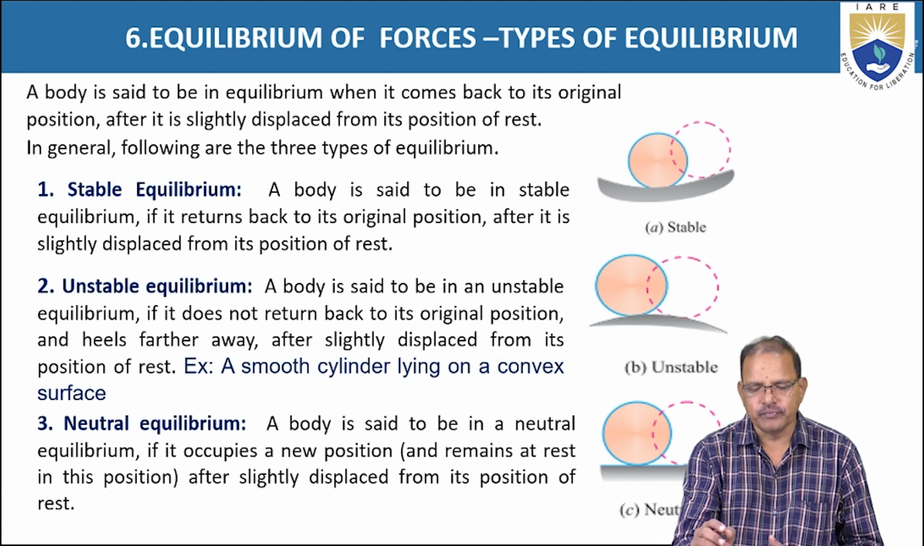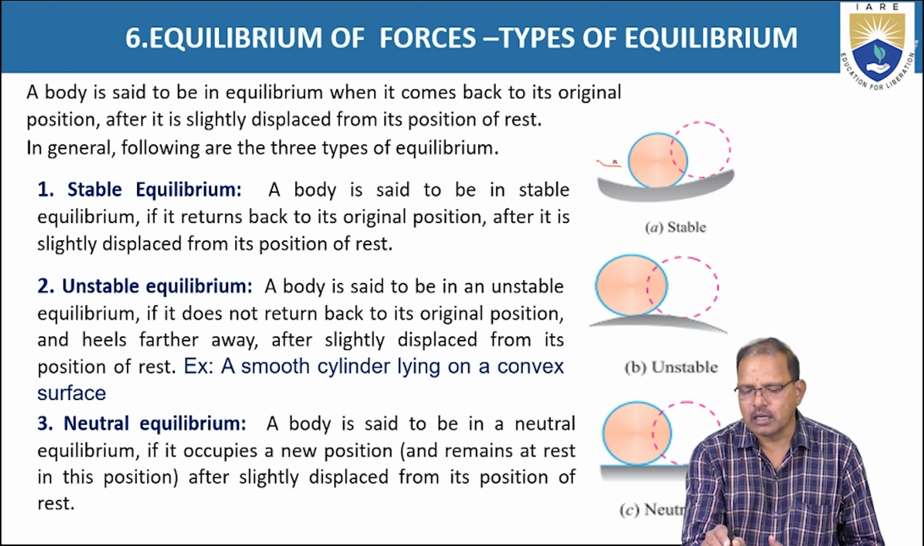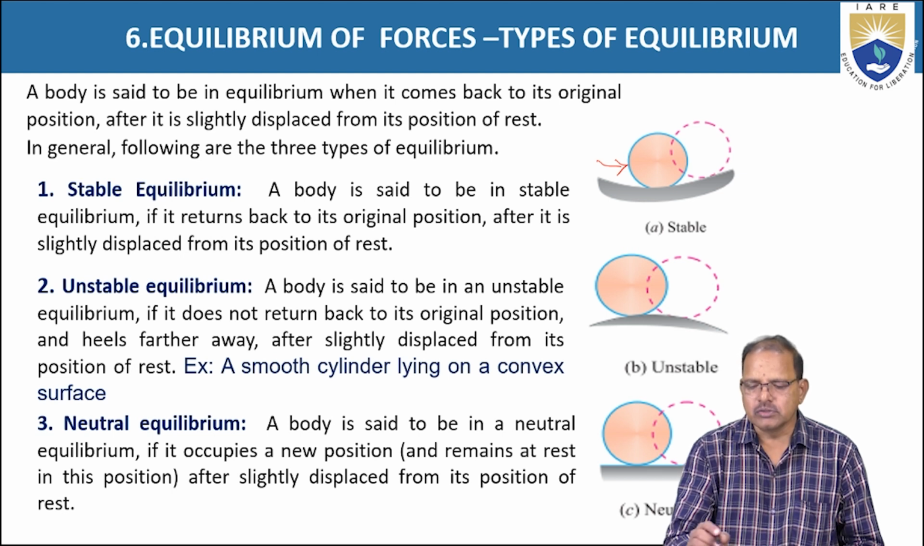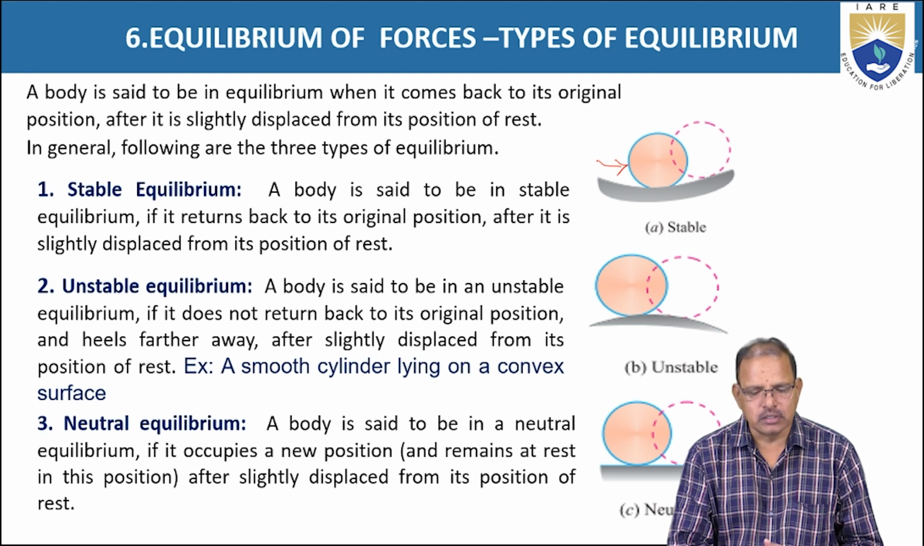Just when you give a small force on it to displace it from its original position, it goes up to the dotted line which is represented here. After removal of the force, maybe it has slight oscillations, but finally comes to its original position after coming to rest. So this is called stable equilibrium.